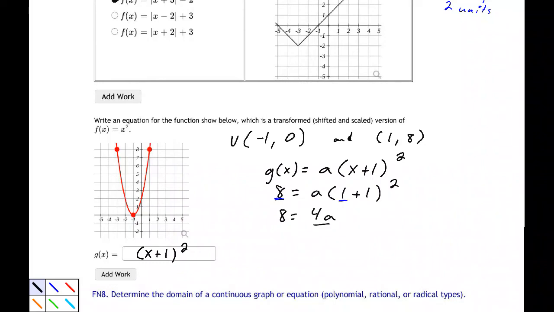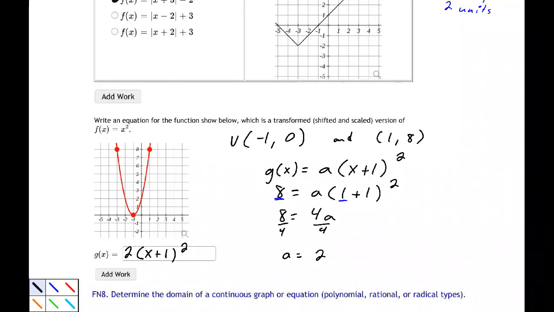And then I can divide by 4 on both sides to see that a equals 2. So my function is 2(x + 1) squared. So we can take one of those two given points and determine what the a is. Now sometimes you can just look and say, oh, it appears this function, if I go up 2 and over 1, I have a point. So that would indicate my a is 2 as well. But algebraically, we can take the point and calculate what that is.